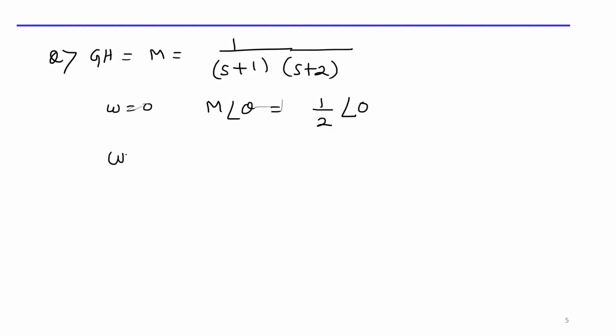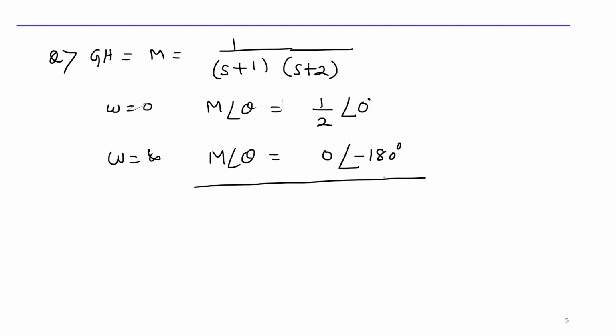Next, at omega equal to infinity, you have to again find out the magnitude and angle. If you put omega equal to infinity, means s equal to infinity, so 1 by infinity is 0. So the magnitude you got is 0. But what is the angle you will get? How many poles are there? 2 poles are there. 1 pole contributes minus 90, 2 poles contribute minus 180. So here it will be minus 180.